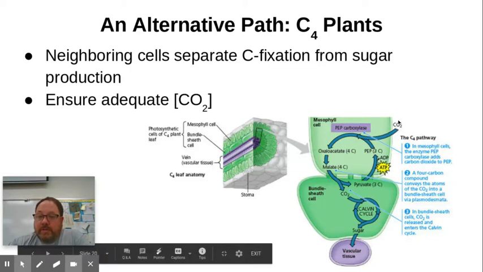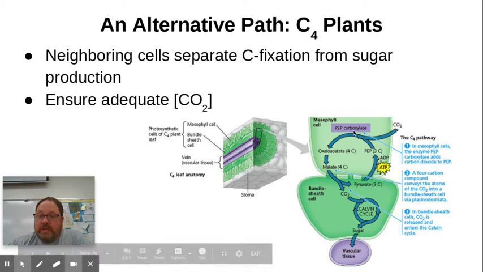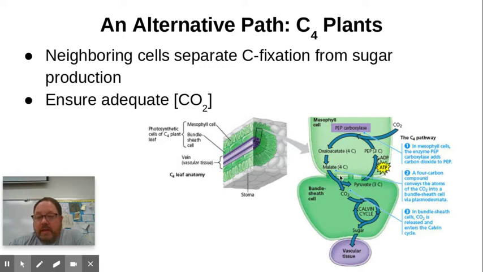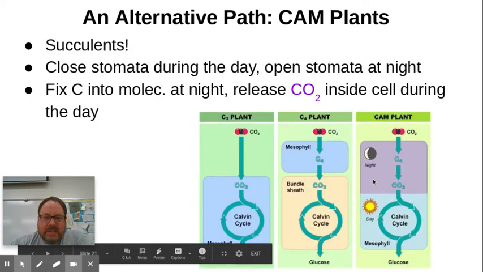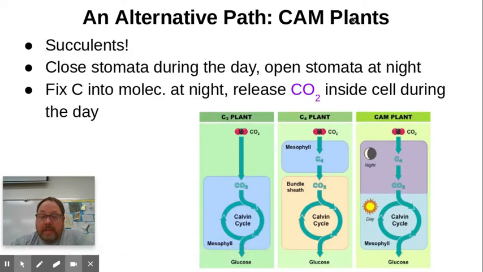So basically what they do is have separate cells. One cell is for capturing carbon dioxide and producing organic molecules. And then the other cell is for taking those organic molecules and converting that to CO2, which can then go through sort of the traditional Calvin cycle. Now let's contrast this with CAM plants. CAM plants, these are like succulents.